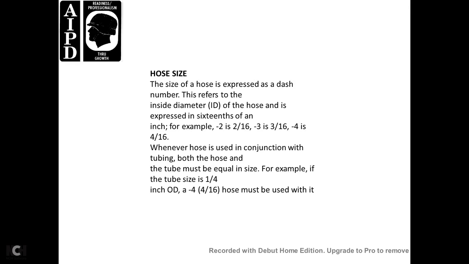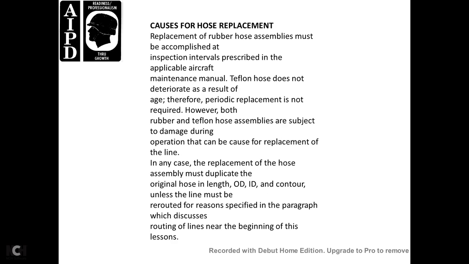This refers to the inside diameter of the hose, expressed in 16ths of an inch. For example, -2 is 2/16 of an inch, -3 is 3/16 of an inch, -4 is 4/16 of an inch. Whenever the hose is used in conjunction with tubing, the hose and the tube must be equal in size. For example, a tube size of 1/4 inch outside diameter is -4, or 4/16 of an inch, so a -4 hose must be used with it.